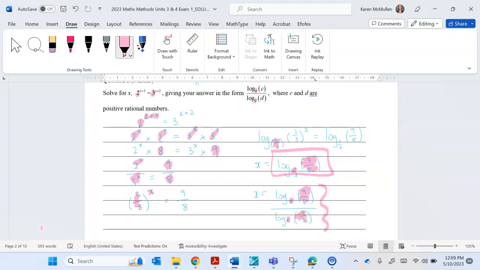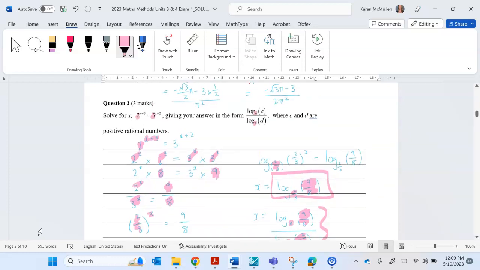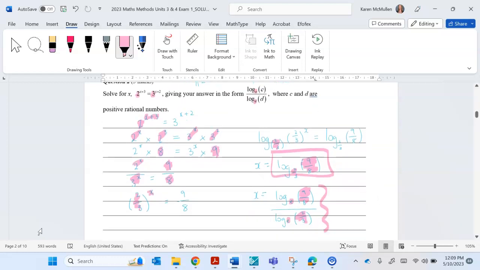So to get your marks, obviously, sorry, 3 marks it was, I would say that would probably be 1 mark, maybe 2 for that. No, maybe not 2 for that, sorry.